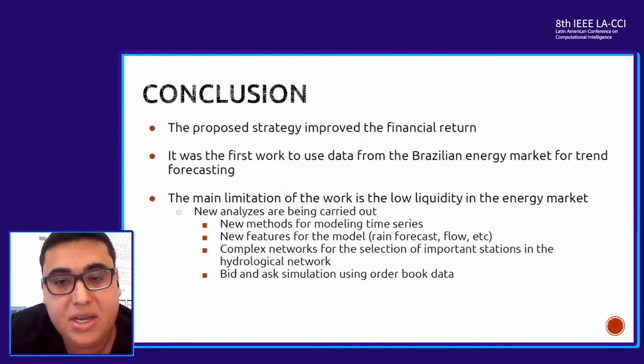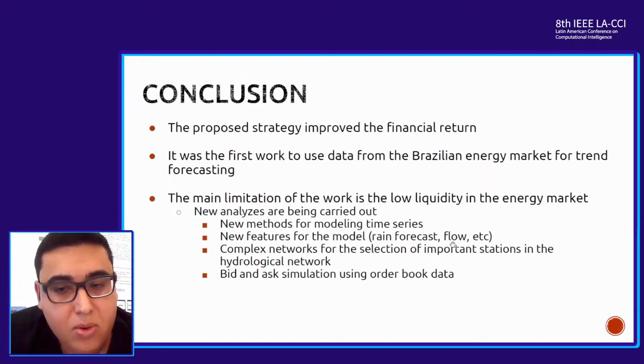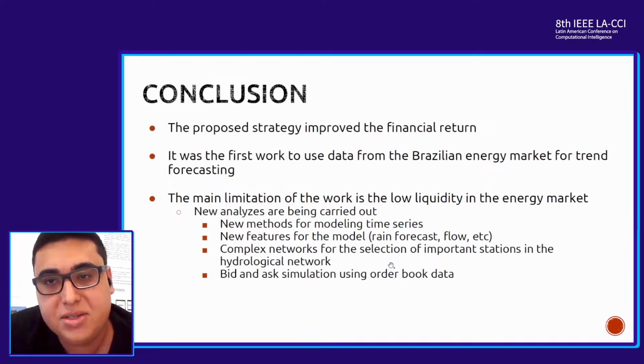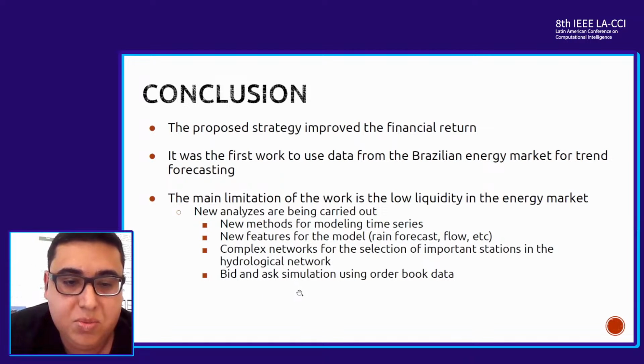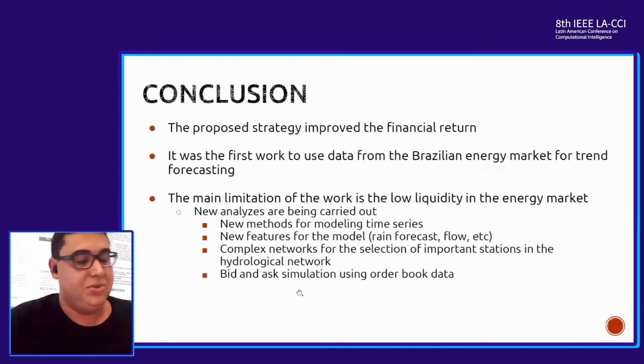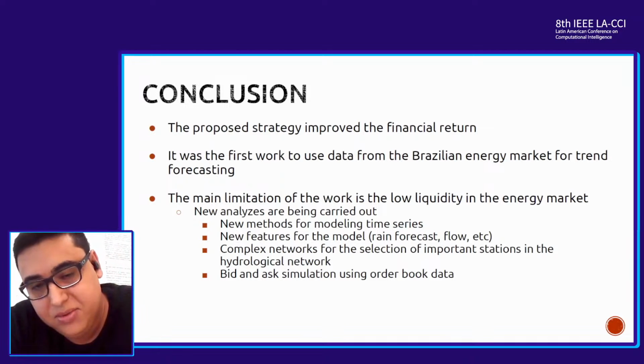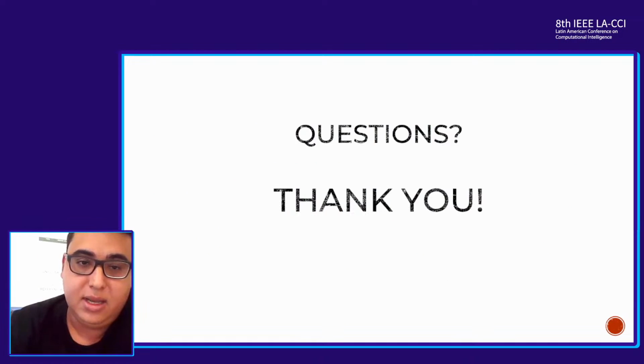And also we have the limitation that we discussed, like low liquidity in the energy market, so we are analyzing other features to use as input to our machine learning models, like rain forecast and flow during a season. We are also using complex networks for selecting important stations in the Brazilian energy market, and also using simulation to calculate the spreads in the order book, so that we can use all of these features as input as well. Thank you very much.